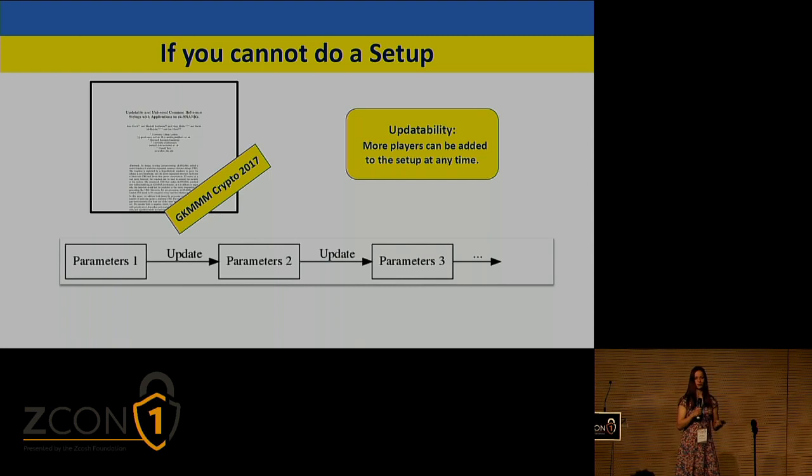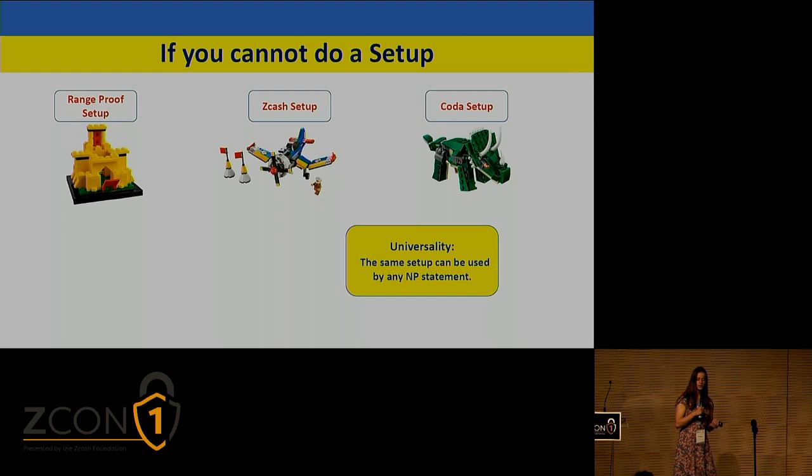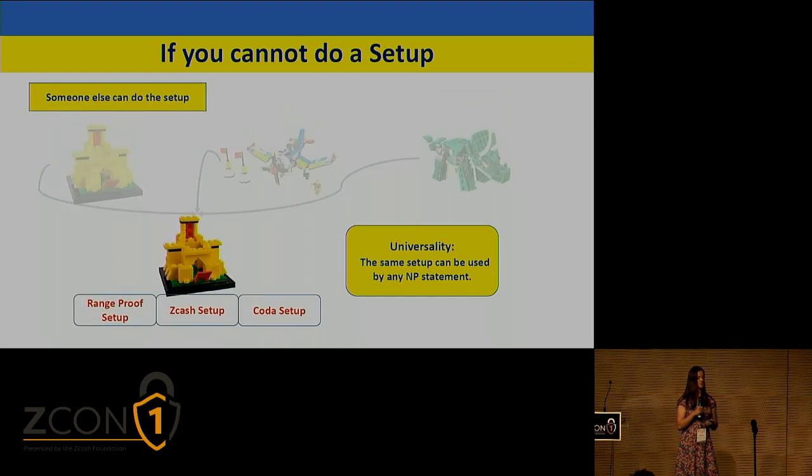I'm not going to go over that again because Sean already has. And likewise, they can be universal, so you can have just one setup suits all. You don't need to have a different setup for each application, and you don't need to rerun your setup if you happen to find a bug in your constraint system.